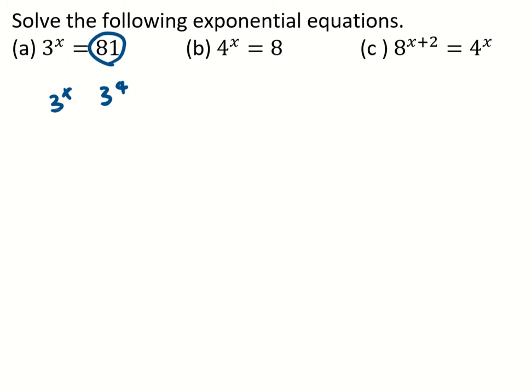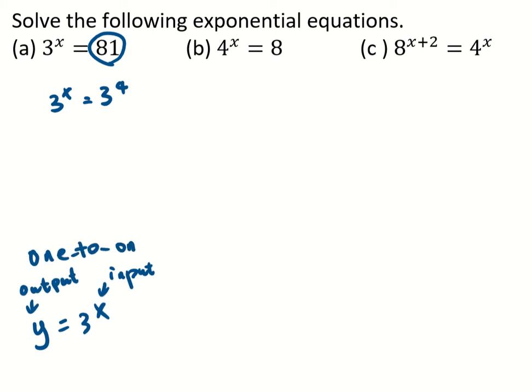So 3 to the x is equal to 3 to the 4th. We know the exponential function is a one-to-one function. That means for each input, there's exactly one output, and for each output, there's exactly one input. Their relation is 1 to 1. It looks over here that we have the same y value, the same output. 3 to the x equals 3 to the 4th.